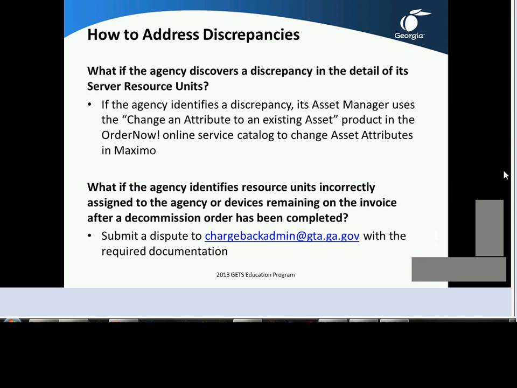But if you found something where there's a server host name that is not yours and you've been billed for that, that is something that you would want to file a dispute for. You would do that through chargebackadmin@gta.ga.gov, and you would want to include the rationale for filing the dispute, the resource units that you're disputing, the server host names for those servers, cost center, the date range or the invoice month that you're dealing with, and then if you have any change requests like an RFS number, an order now number, you'd want to include those as well, and of course your contact information.